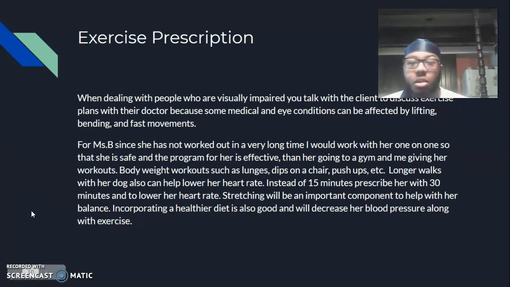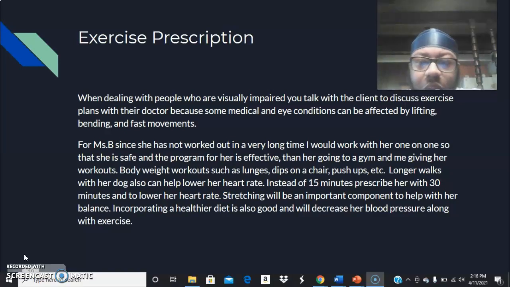So for the exercise prescription, of course, I would talk to her individually, because when dealing with people who are visually impaired, you want to have your client discuss exercise plans with their doctor, because some medical eye conditions can be affected by heavy weightlifting, bending, and fast, rapid movements. But for Miss B, since she has not worked out in a very long time, I would work with her one on one so that she is safe and she feels okay with me. She is okay with me working her out. Then I would give her an exercise prescription.